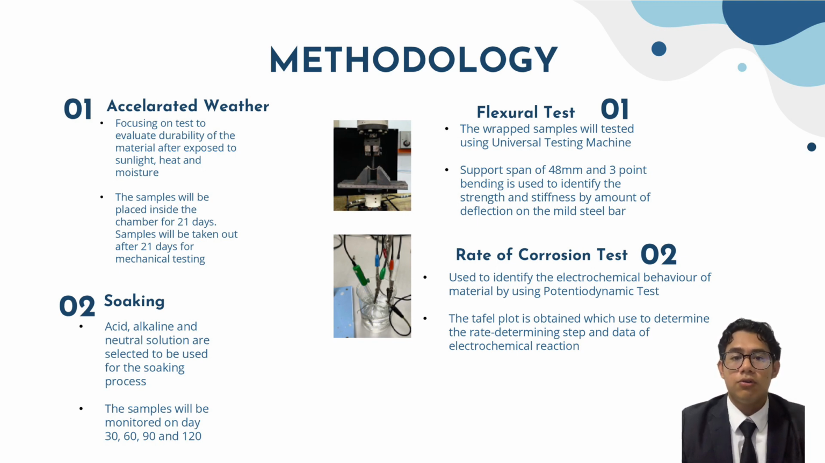For the rate of corrosion test, I will conduct it on the control sample that will be unwrapped with the fiber composite, to identify the electrochemical behavior of the material by using the potentiodynamic test. By using the potentiodynamic test, the Tafel plot will be produced, which is used to determine the rate determining step and the data of the electrochemical reaction.